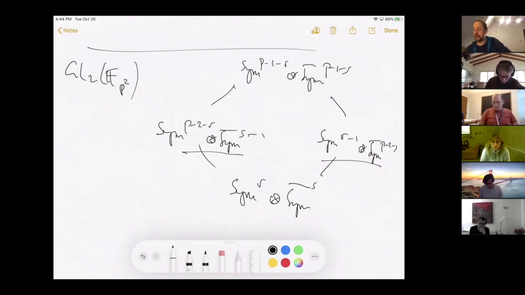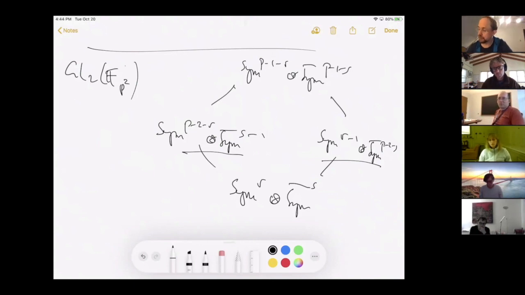And that's how non-split extensions go for GO2 of FP squared, or in general for GO2 of FQ. To get a non-split extension, what you have to do here is send either R or S to P minus 2 minus R or P minus 2 minus S. So I'll just call that flipping. You flip one of them, and the other one you modify by either plus or minus 1.